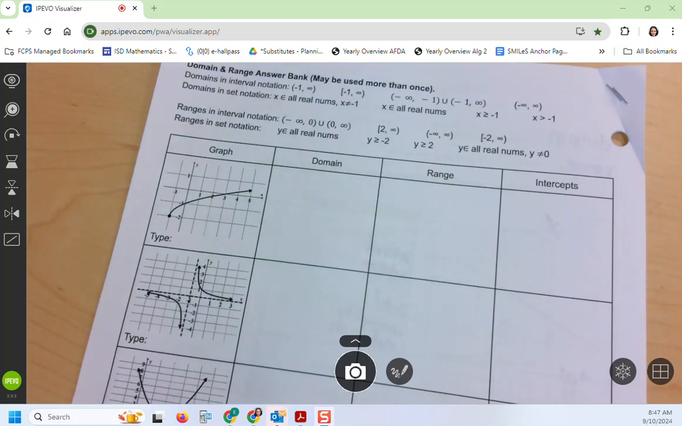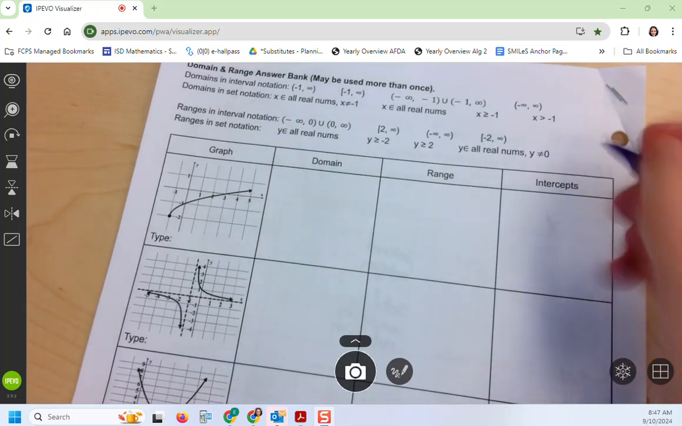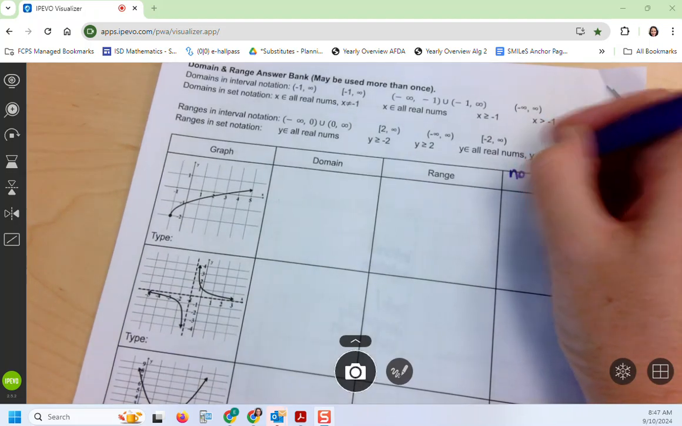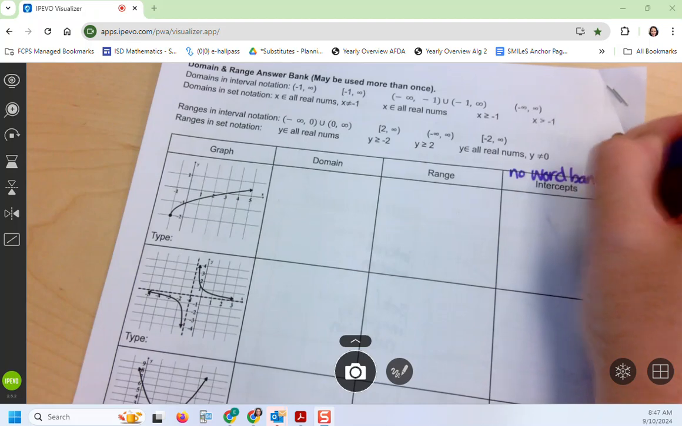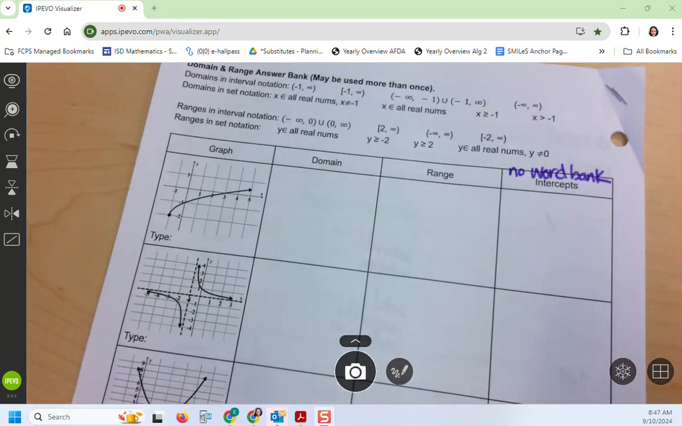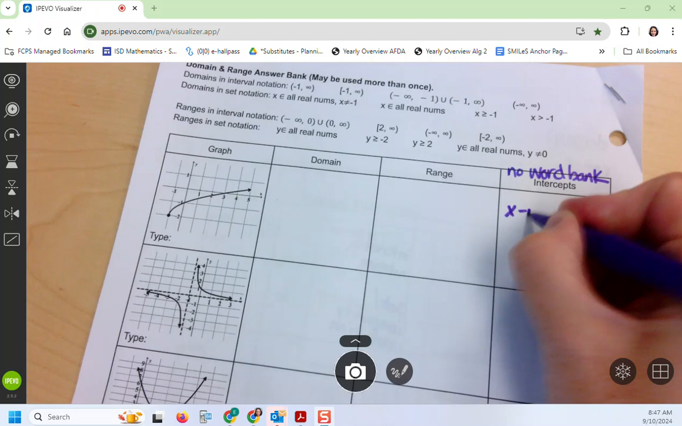There's a word bank here for the domain and range, but not for the intercepts, because I think the intercepts are a little bit easier. Okay? Let's do one together. Let's do the intercepts first. Remember, there's no word bank for intercepts. So I need to find x-intercepts and y-intercepts.